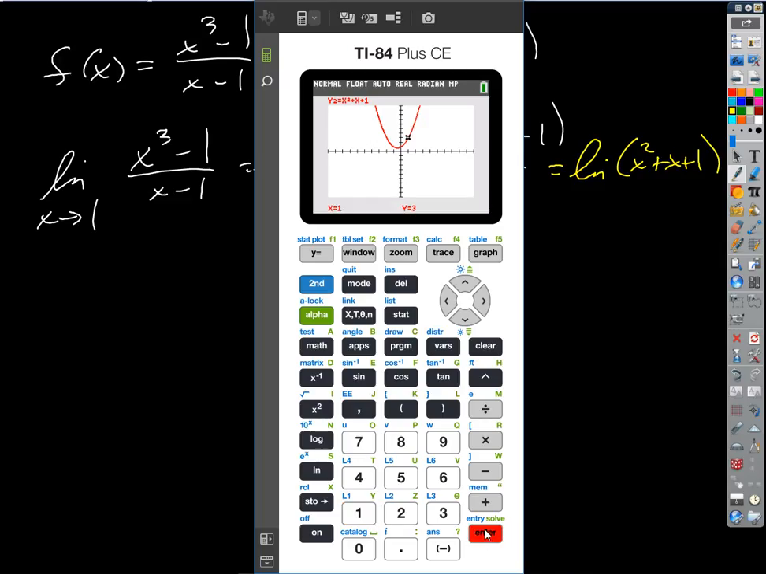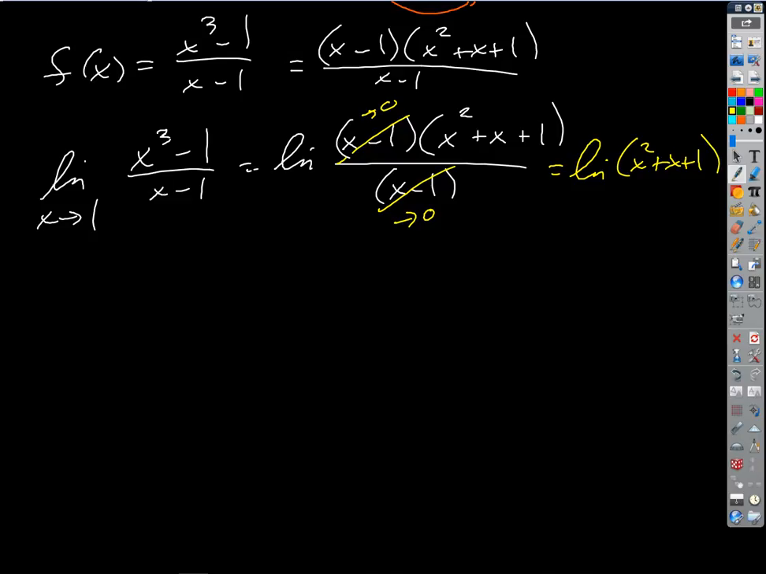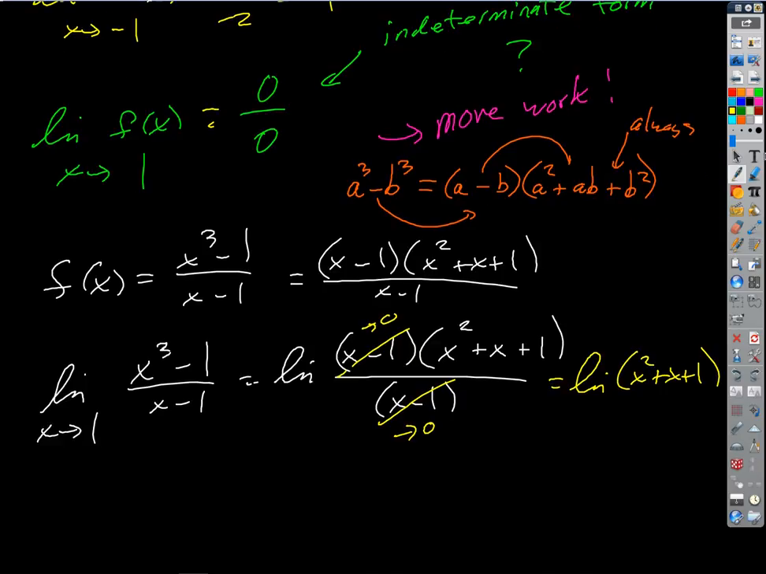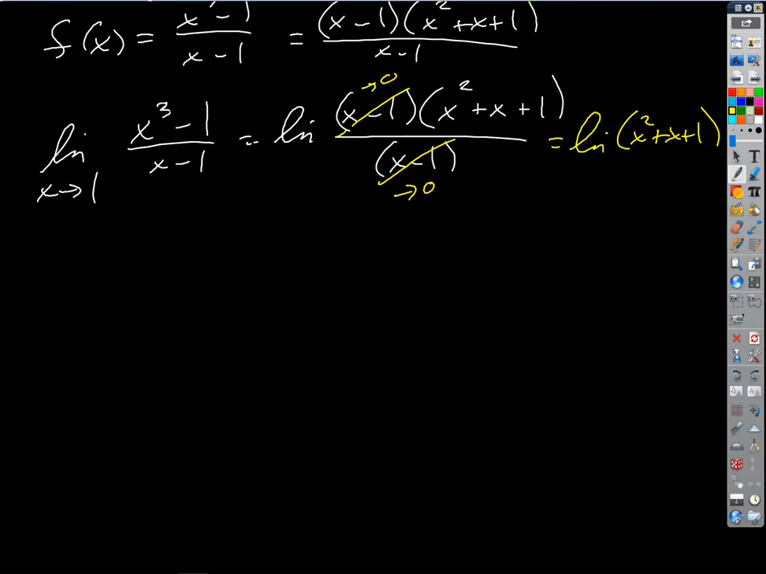What do you know? Great trick. So what did we do there? That was an awesome trick we just did. What we did was we traded this original function f of x for a new function. Let's call it g of x. G of x equals x squared plus x plus 1.